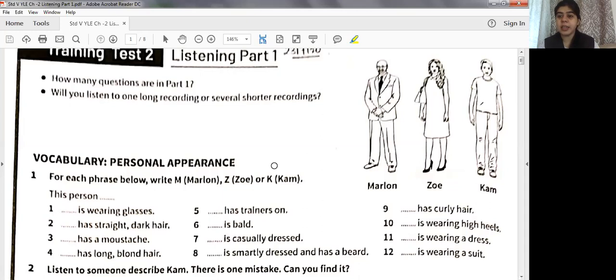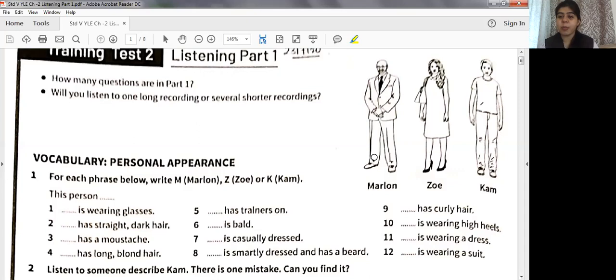I hope that we all are done till here, students. Let's move ahead. This person has trainers on. It is Ken. So you will write K. This person is bald. Bald means he is having no hairs on his head. So very clearly we can see in the picture it is Marlin. So you will write M. Next, this person is casually dressed. From these three, who is casually dressed? So it is Ken. So you will write K.